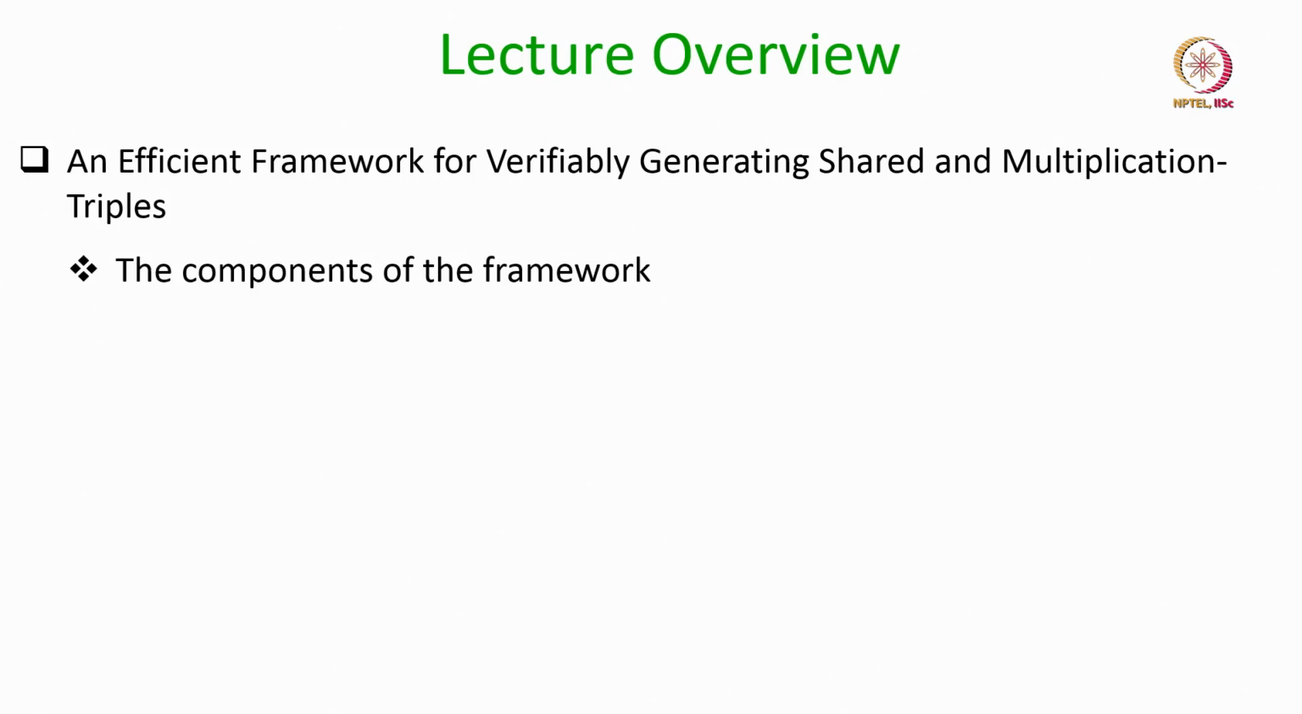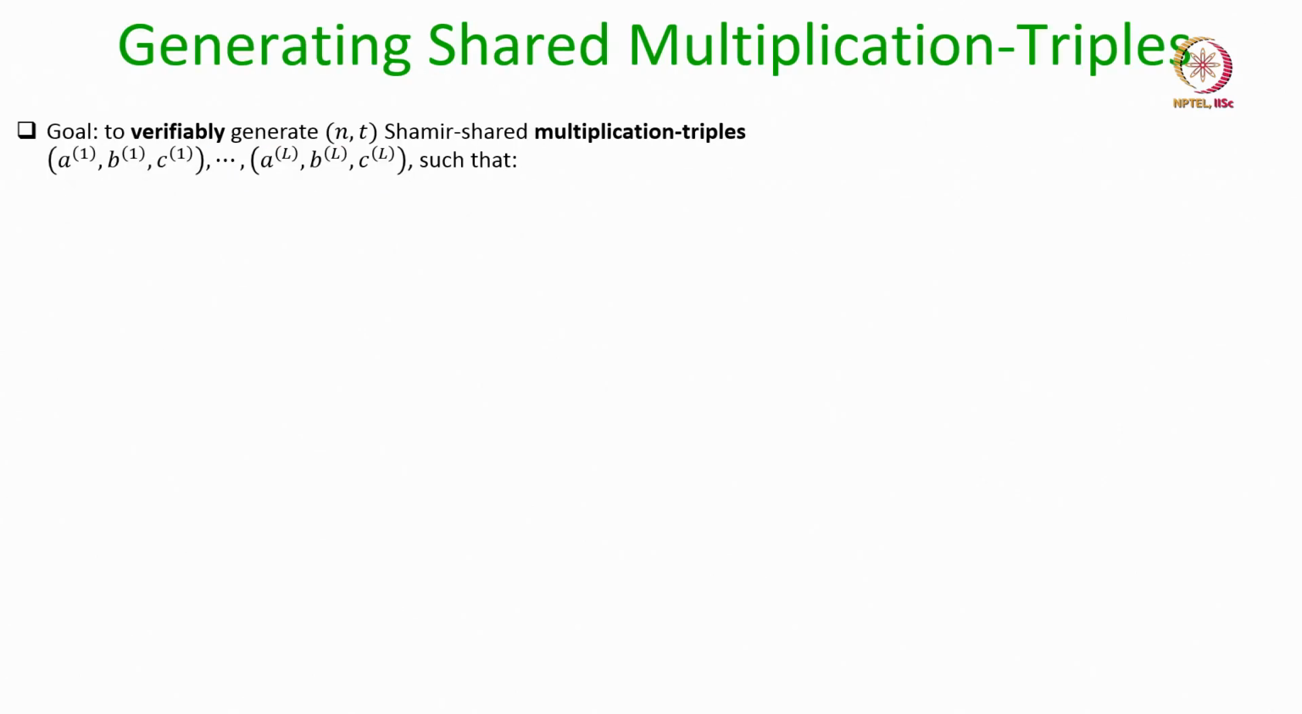So, for that we will discuss a very efficient framework for verifiably generating shared random multiplication triplets, which is slightly involved, and we will slowly discuss each and every component of the framework. So, in this lecture we will discuss the main components of the framework, and then in the subsequent lectures we will see how to instantiate those components.